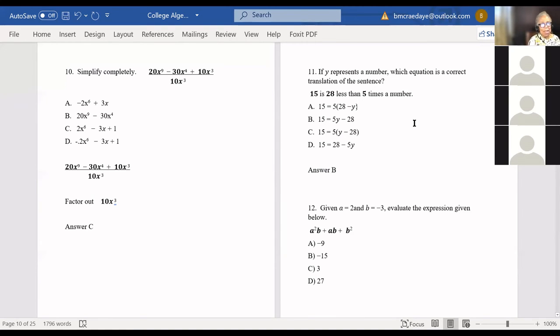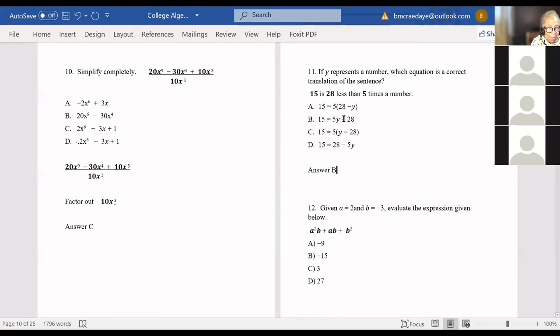Audrey, subtraction. 28 less than means 28 subtracted from 5 times a number. And that's a multiplication, 5 times a number. Which one did you say, Audrey? I would say B. Okay, everybody's right. It is B. That is correct.